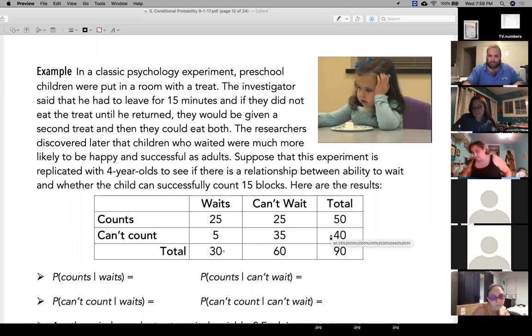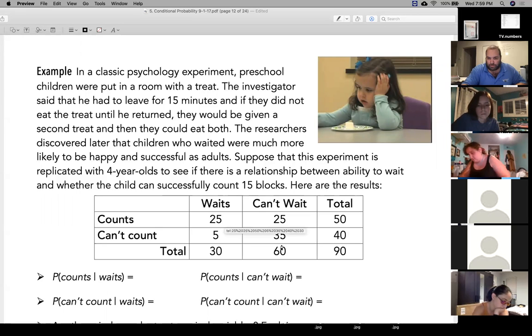So here's what you do. You go to each row and you look at the number in the cell over the total that's beneath it. What's 25 over 30? Some number, right? It's 0.83 repeating, 0.833333, something like that. Okay. And how about 25 over 60?